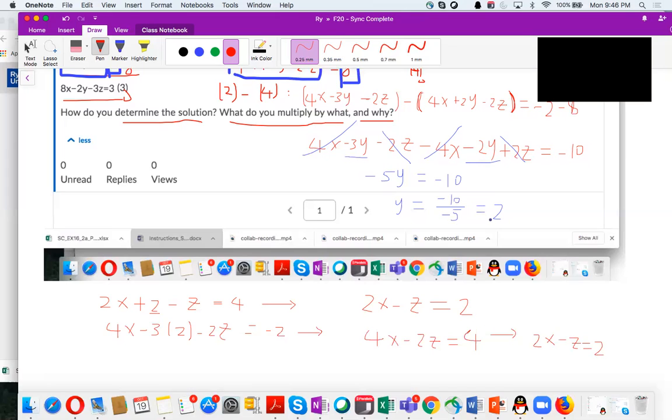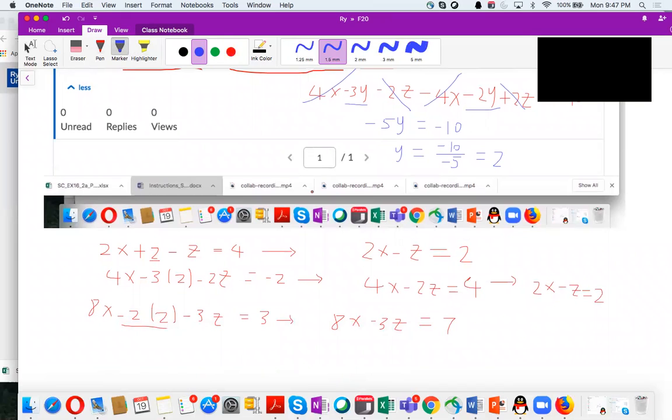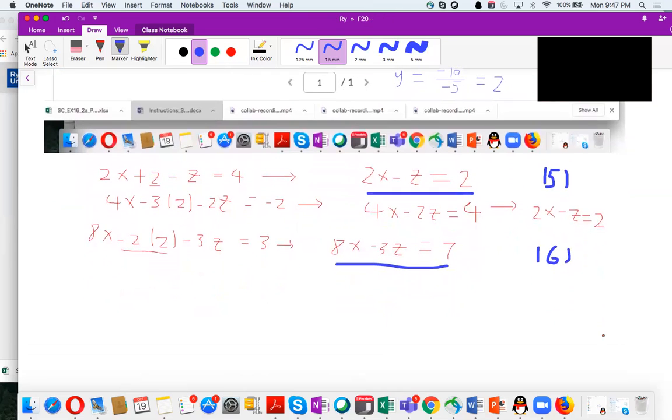Okay, so we need to plug in y equal to 2 into equation 3. You get 8x minus 2 times y, which is 2, minus 3 times z equal to 3. Simplify this one, you get 8x minus 3z equal to, this is negative 4. Move to the right hand side, you plus 3, 4 plus 3 equal to 7. Okay, and now I'm going to call this equation 5, and this equation 6. So you have two equations, two unknowns. Now you focus on equation 5 and 6.